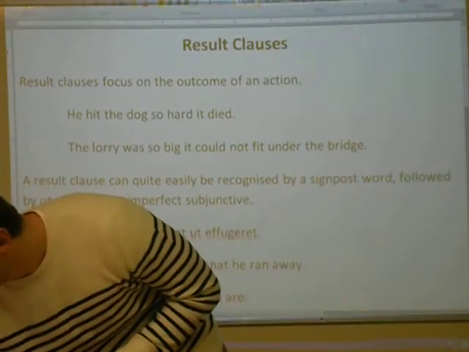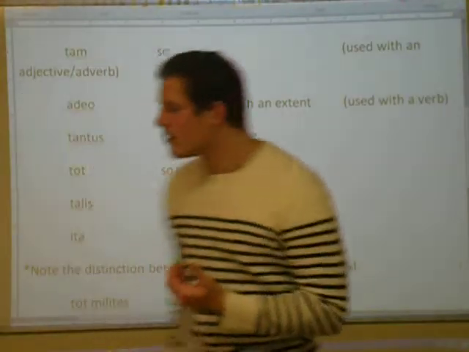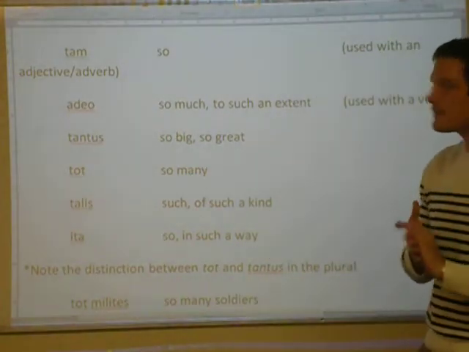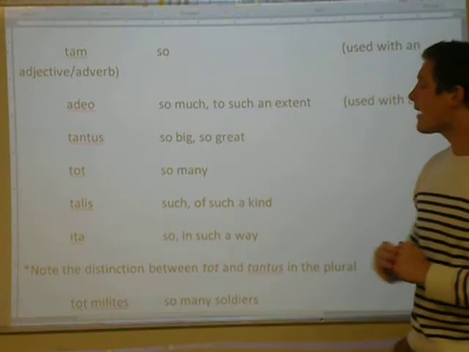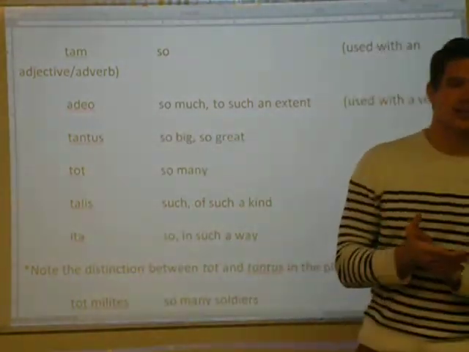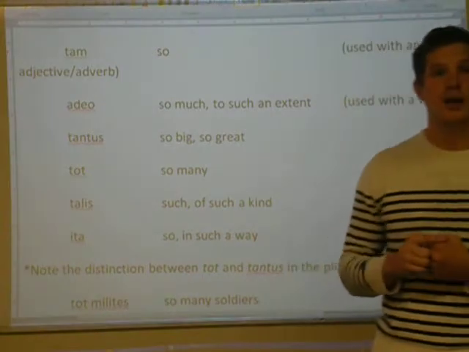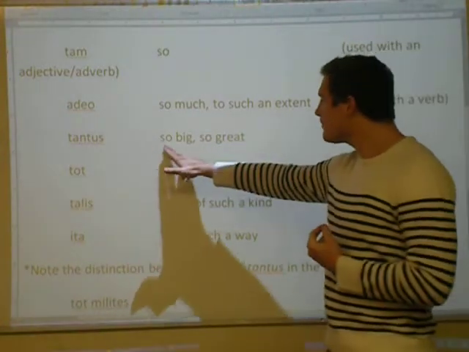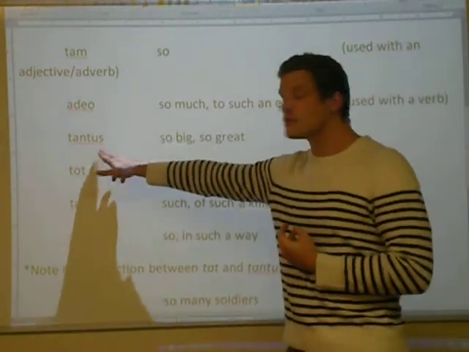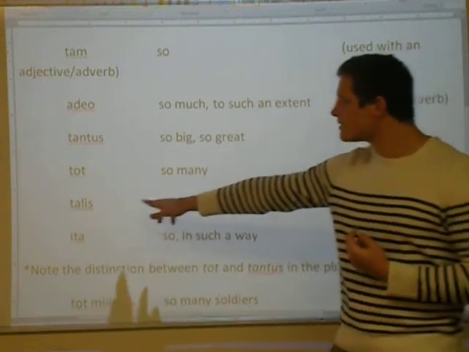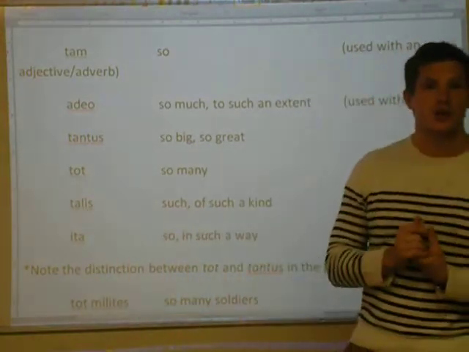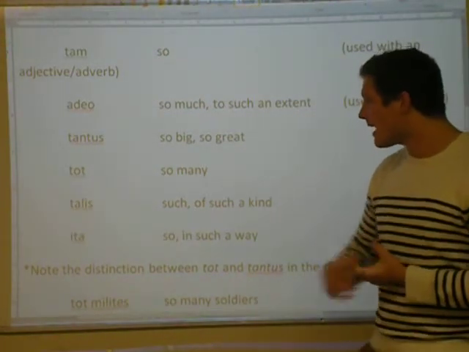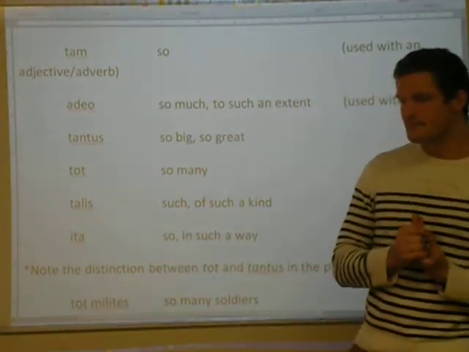Now, if we want to have a look at some of the common signpost words, we have tam, which means so, and this is used generally with an adjective or an adverb, i.e. he was so brave. We have adeo, which means so much or to such an extent, and this is used with a verb, as we saw in that example: the slave was afraid to such an extent. Tantus, which is an adjective meaning so big or so great, declines like bonus. Tot, which means so many. Talis, which means such or of such a kind, which is also an adjective but declines third declension, so declines like fortis. And we also have ita, which means so or in such a way.